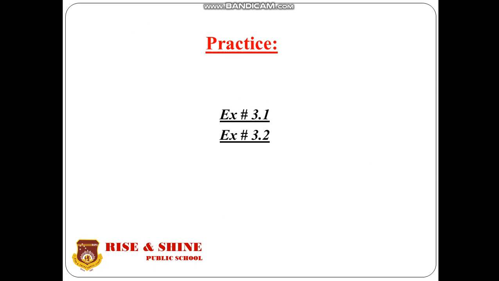I hope you all will understand these topics. So try to practice exercise number 3.1 and 3.2 from your school notes through these examples.